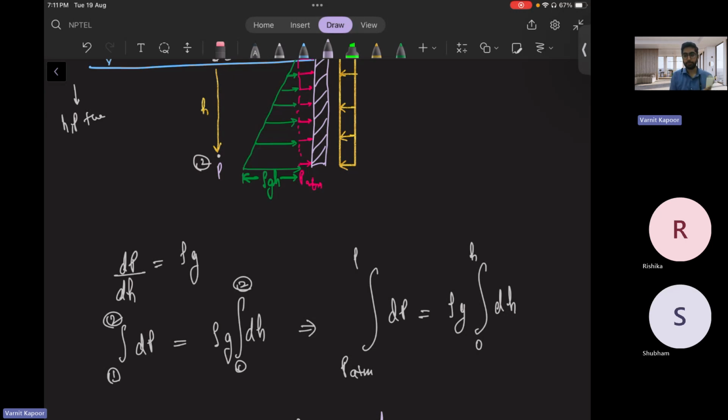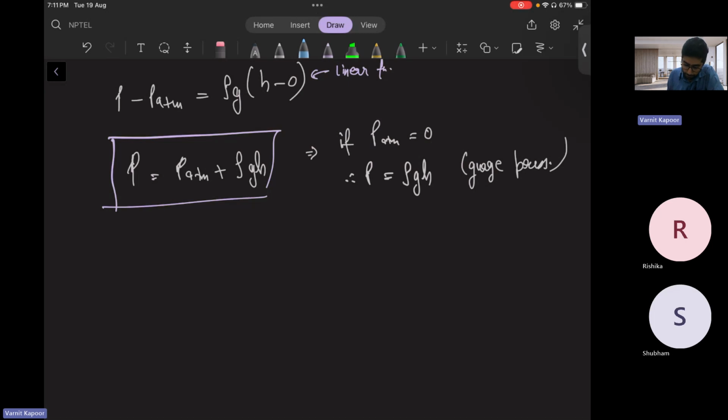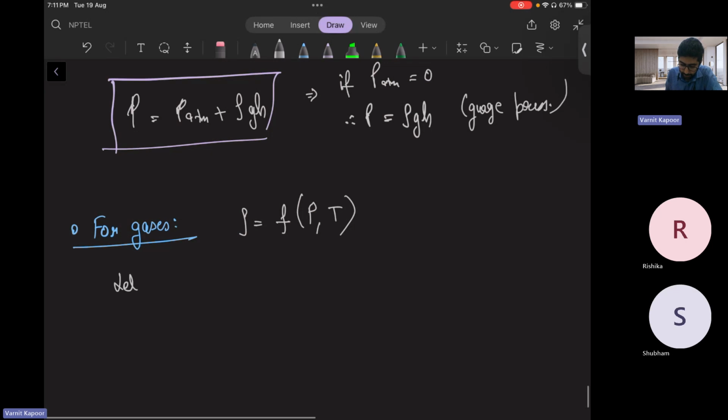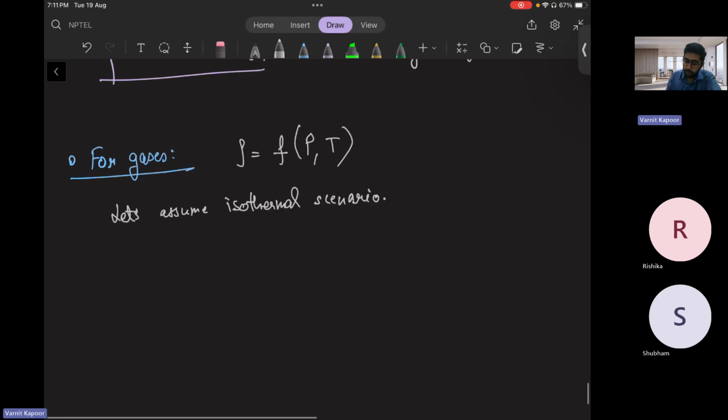Now, this was the scenario for liquid. What will be the scenario for gases? For gases, density is a function of pressure and temperature. Let us assume an isothermal case, where temperature is constant.